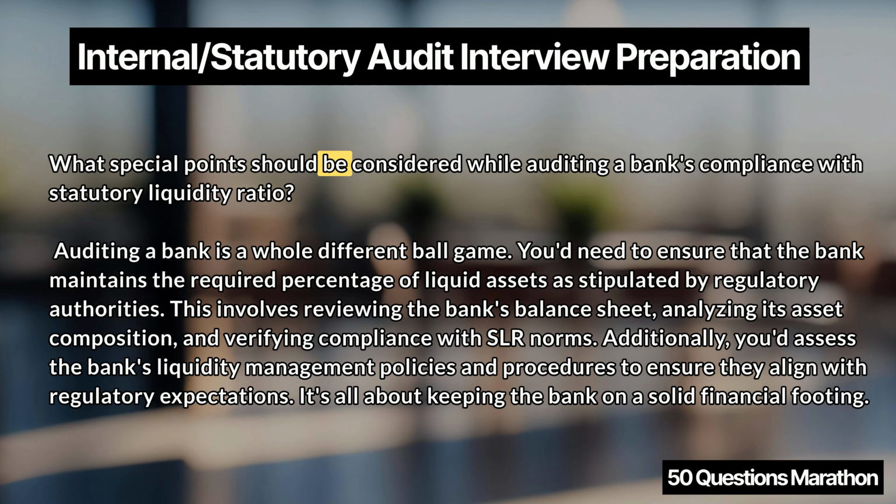What special points should be considered while auditing a bank's compliance with statutory liquidity ratio (SLR) requirements? Auditing a bank is a whole different ballgame. You'd need to ensure that the bank maintains the required percentage of liquid assets as stipulated by regulatory authorities. This involves reviewing the bank's balance sheet, analyzing its asset composition, and verifying compliance with SLR norms. Additionally, you'd assess the bank's liquidity management policies and procedures to ensure they align with regulatory expectations. It's all about keeping the bank on a solid financial footing.